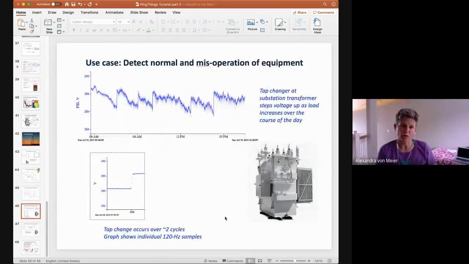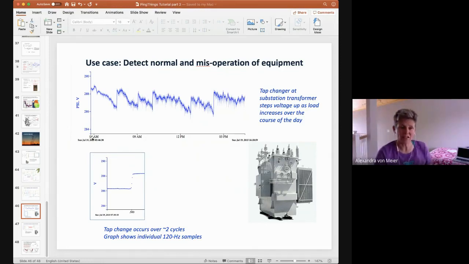Here's a more local type of diagnostic. This is observing what are called tap changers in transformers. Tap changers are mechanical devices that change the effective turns ratio of a transformer. They do this to compensate for the fact that people's loads increase and decrease over the course of a day. And as the load increases, there's more voltage drop on a feeder, on a distribution circuit that goes down the street for miles.